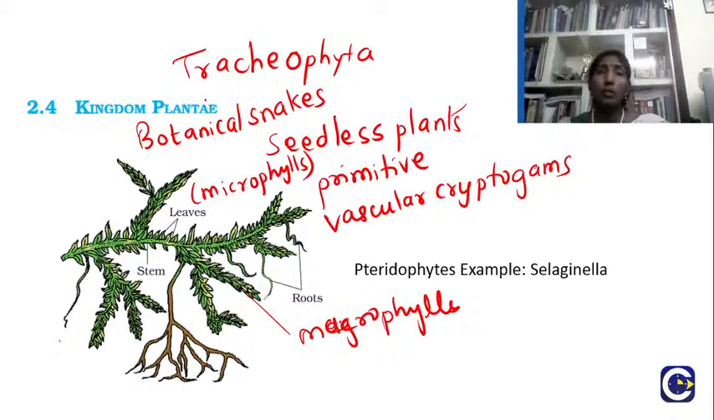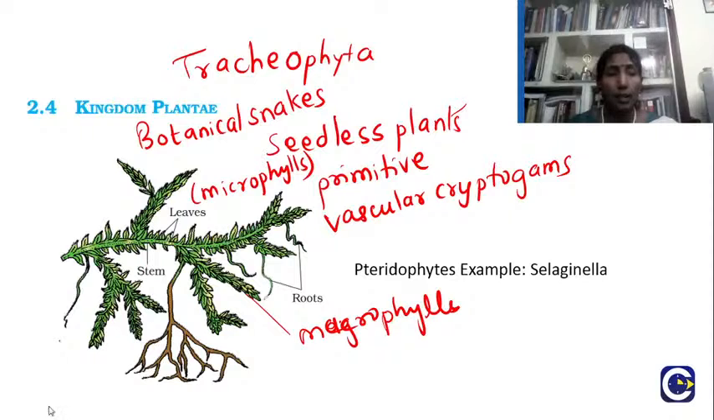True vessels in xylem we don't find here. Phloem with sieve cells and companion cells, none of that is present here; remember that. Pteridophytes are found in damp, cool places. A good example we can talk about is Selaginella, and ferns and all that are very important.